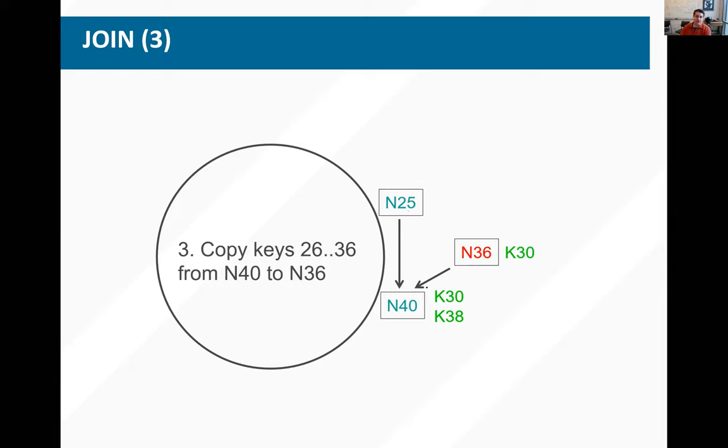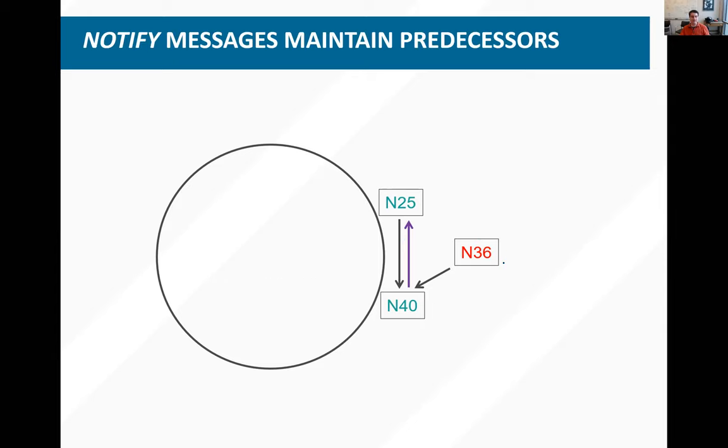We're going to begin transferring state that represents keys 26 to 36 from node 40. So remember, at this point, before we joined, node 40 was responsible for everything between 26 and 40. We basically tell it, hey, we're taking over the key space between 26 and 36. This causes node 40 to move key 30 to us. Great.